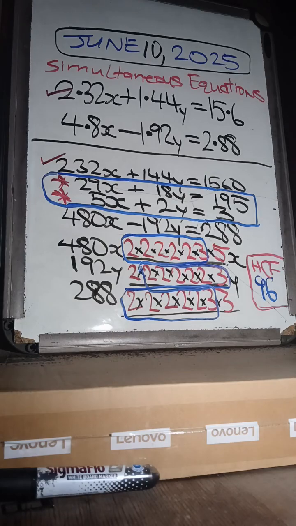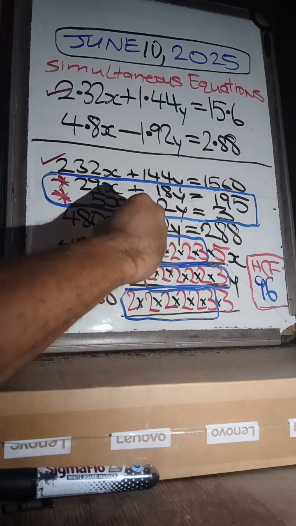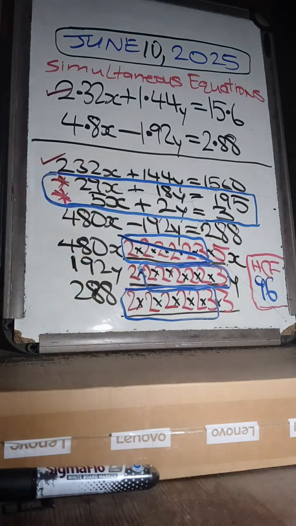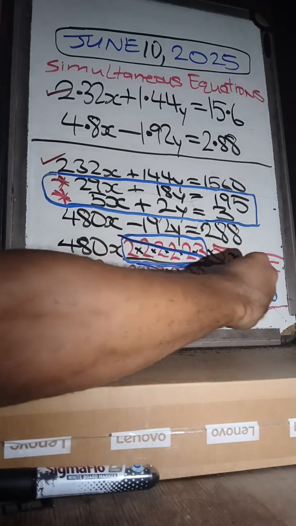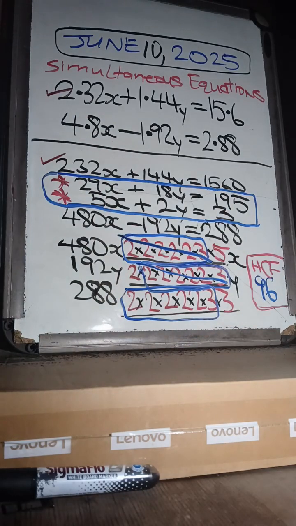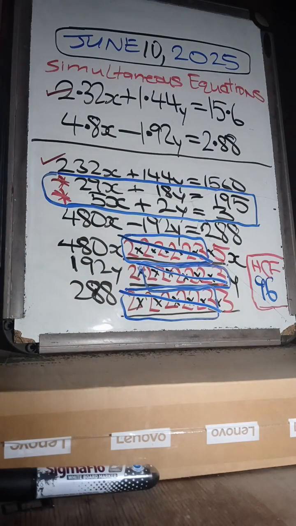Yeah, so I desperately wanted to do that, because obviously dividing it by how much numbers over and over, it wouldn't make sense, right? So if I divide 480 by 96, I end up with 5. If I divide 192 by 96, I end up with 2. If I divide 288 by 96, I end up with 3. Hence, the 5x plus 2y equals 3.